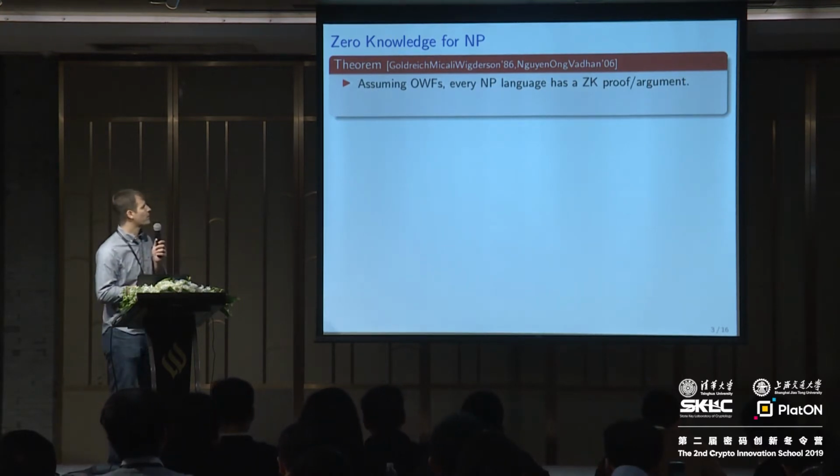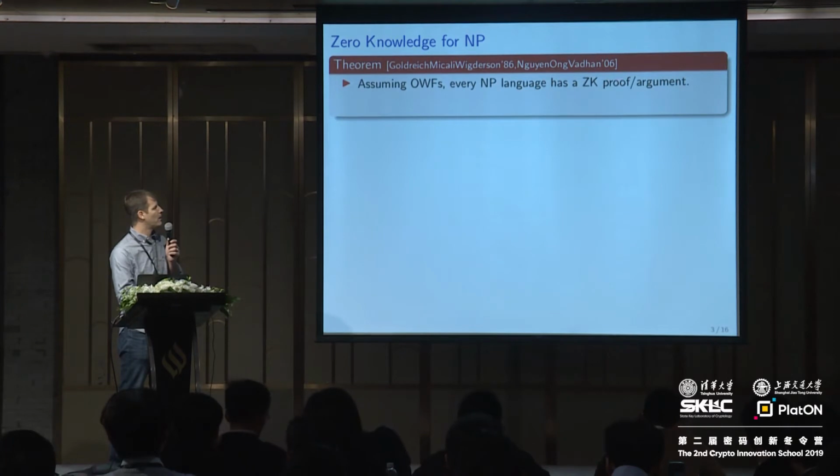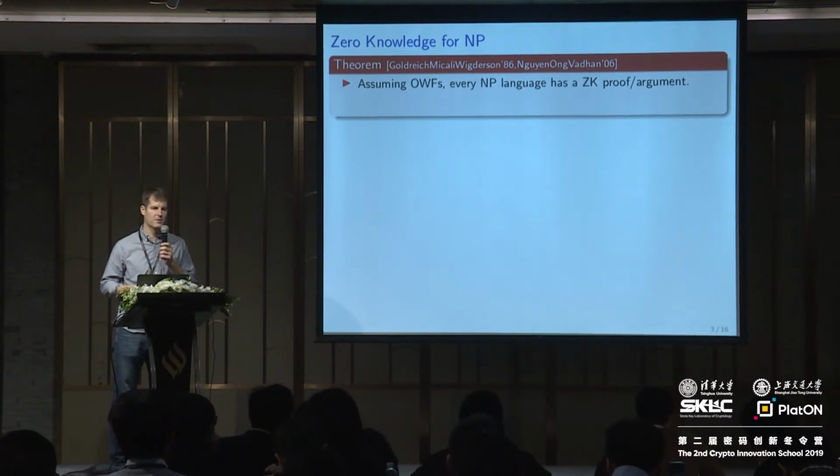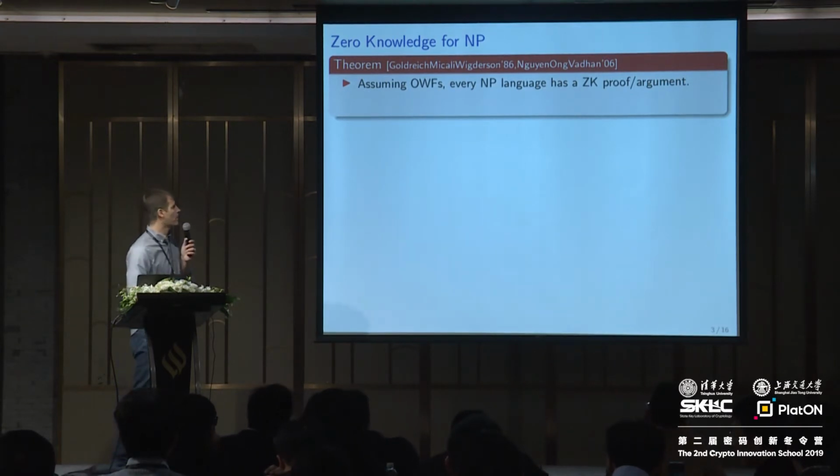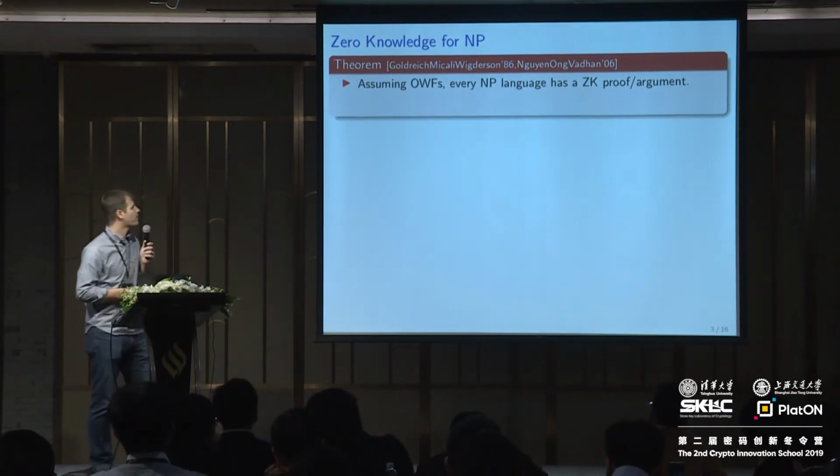And moreover, you could either have a zero knowledge proof, or you could give a zero knowledge argument with statistical zero knowledge. That was shown much later, 20 years later, by these authors.